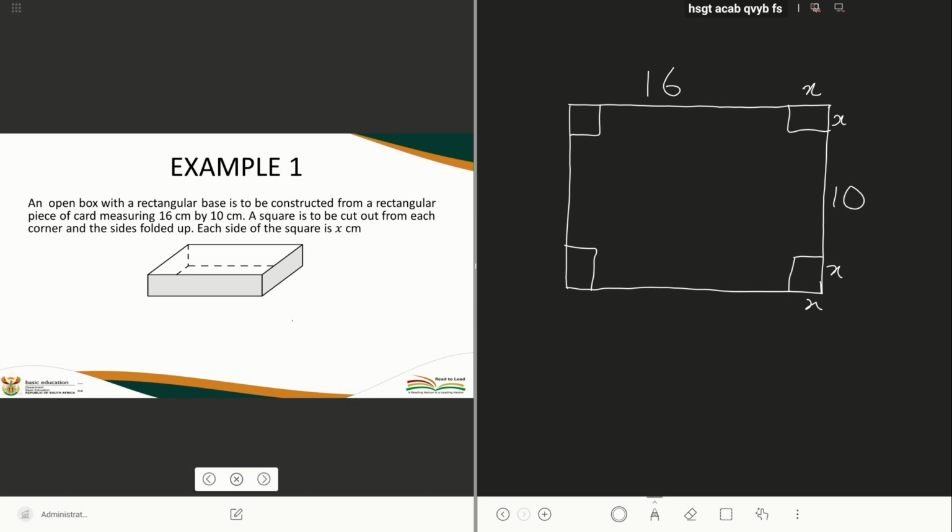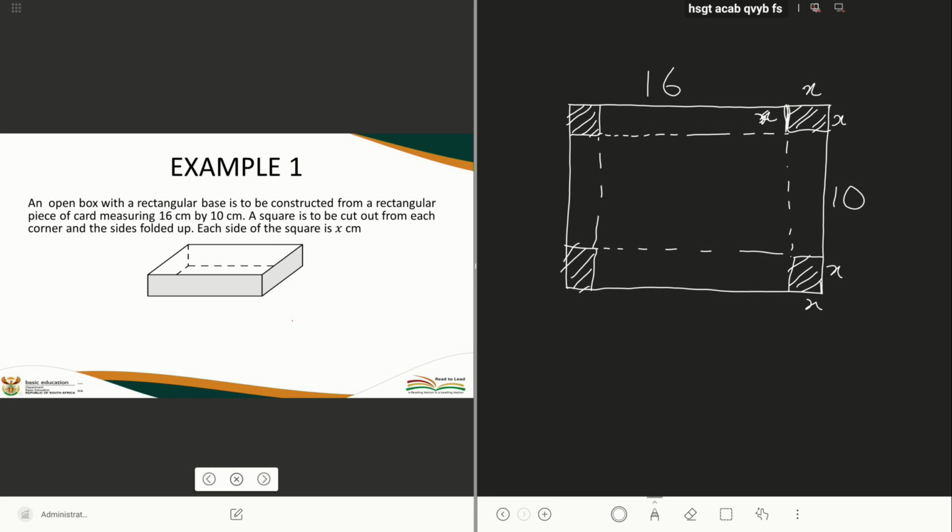All right, so now it means this part is going to be cut out. That part will be cut out, that part will be cut out. So now we are going to fold this card around that. We'll fold that up. So this is basically going to be folded up. So it means that this part here is going to be the height of our box. So that is going to be x there.